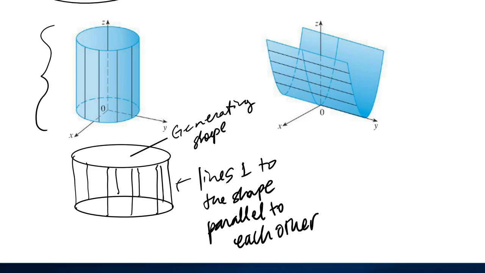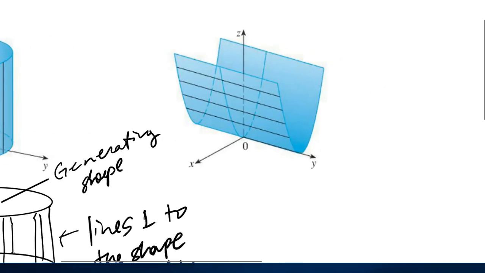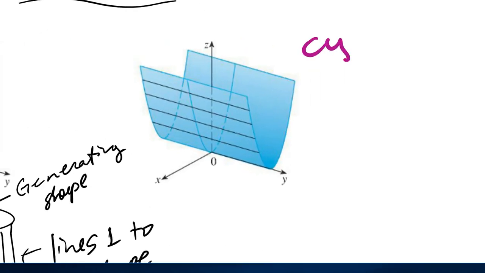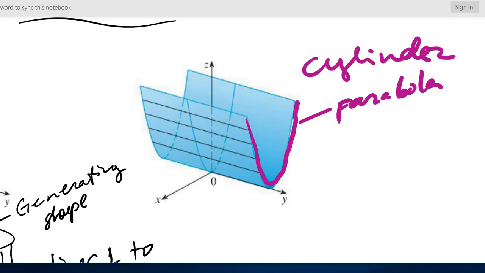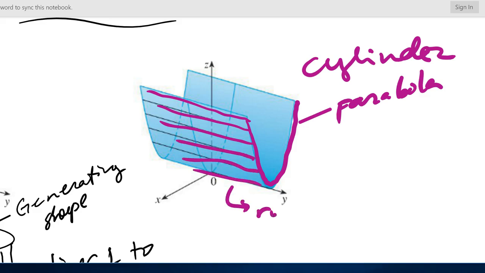If you want, you can look at this one here. This is also a cylinder, but the generating shape is a parabola. So you have the parabola, and then you have lines that come off of it, like this, that are parallel to each other. These are called rulings. So those are cylinders. Now, what are the equations of them?